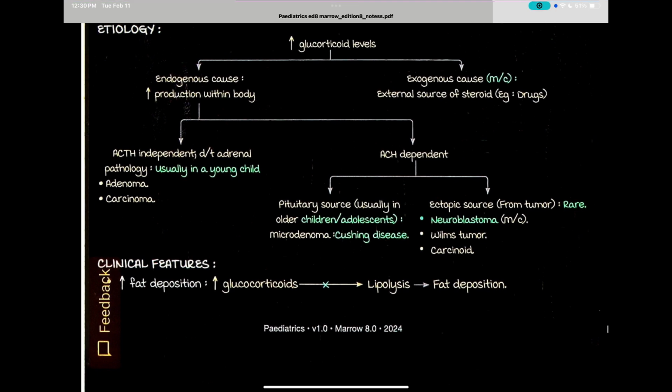Adrenocorticotropic hormone independent, due to adrenal pathology, usually in a young child. So what are the tumors? Adenoma and carcinoma. ACTH dependent, pituitary source, usually in older children and adolescents, like microadenoma, Cushing disease. Ectopic source from tumor is rare; neuroblastoma is most common, then Wilms tumor and carcinoid.